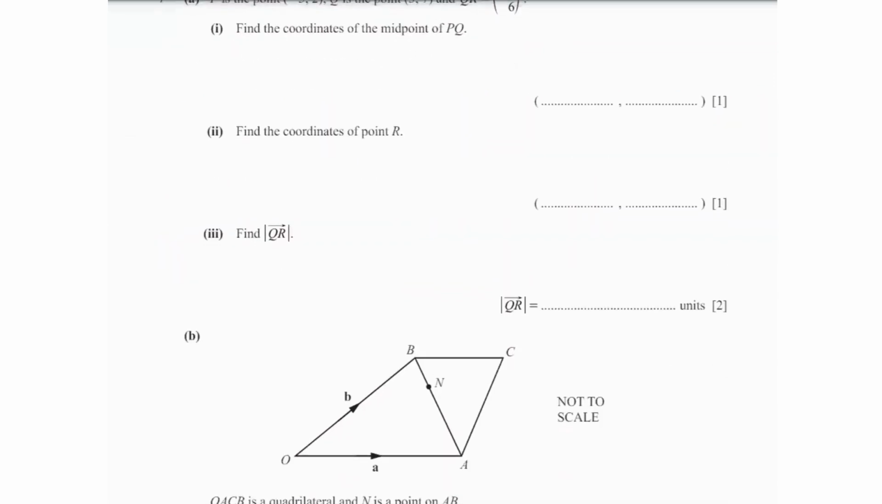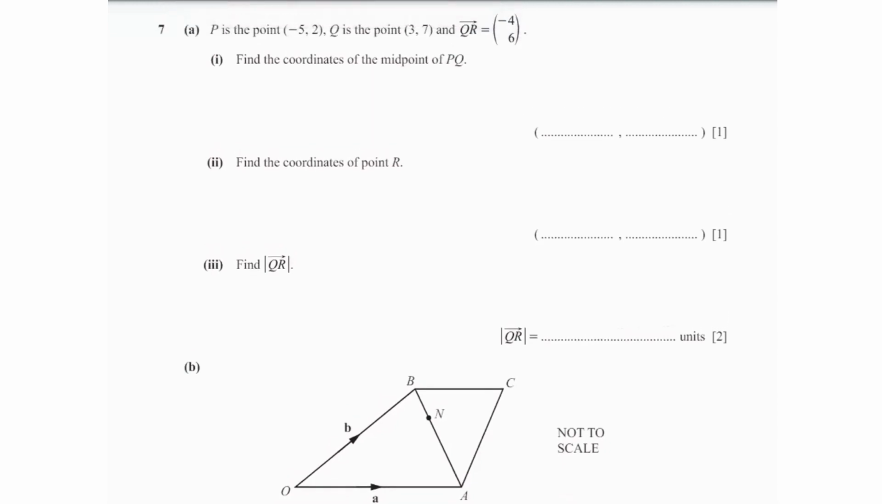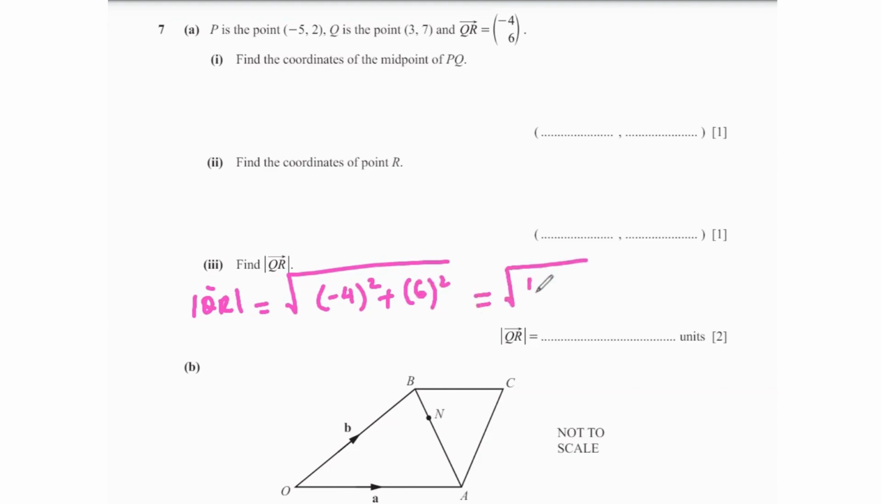Then find the magnitude of QR. We will do square root of negative 4 squared plus 6 squared, which is 16 plus 36. That is equal to square root of 52, which gives us 7.21 as the magnitude of QR.